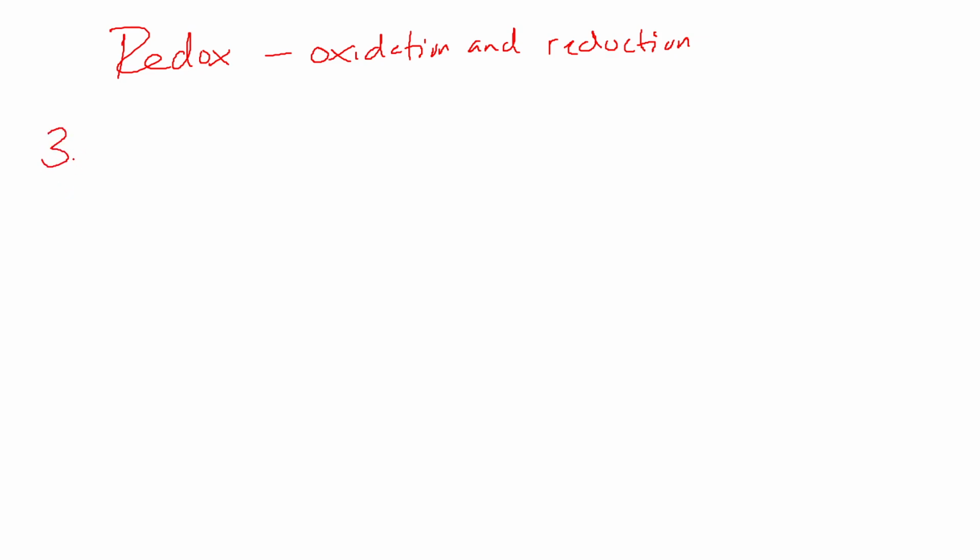So what does redox mean? Redox is oxidation and reduction reactions. And basically, for all reactions, there are really three reasons a reaction takes place. You could almost classify or find one of these three reasons for all reactions.